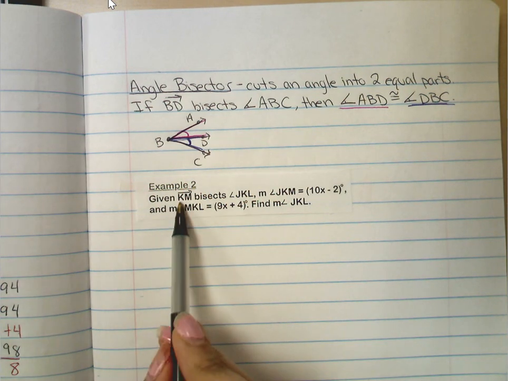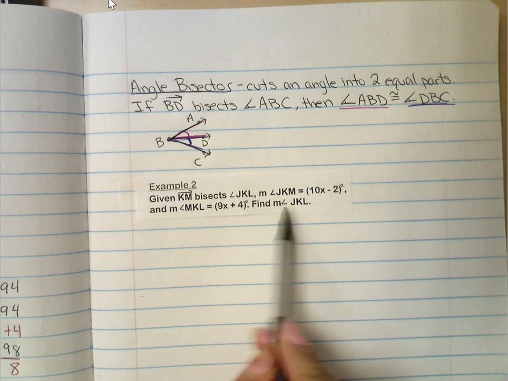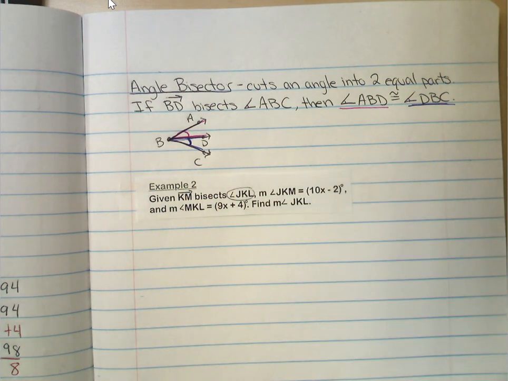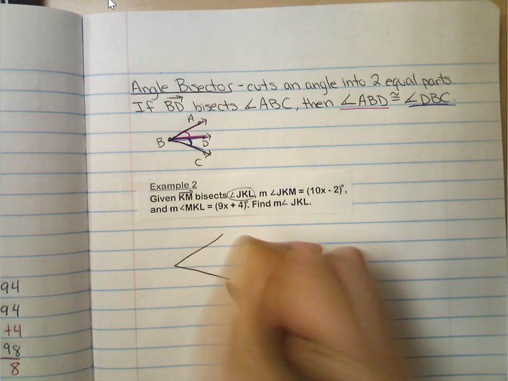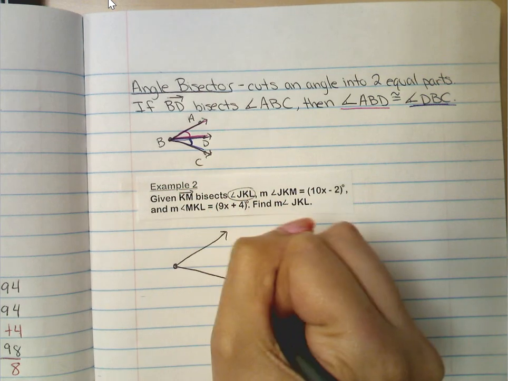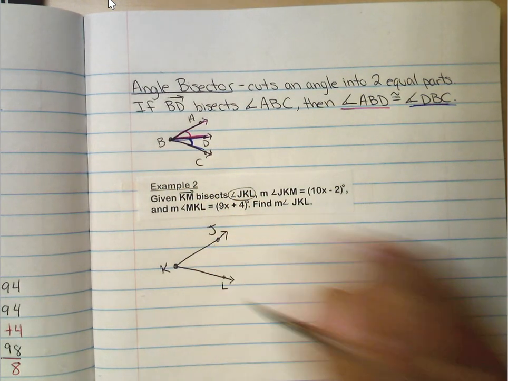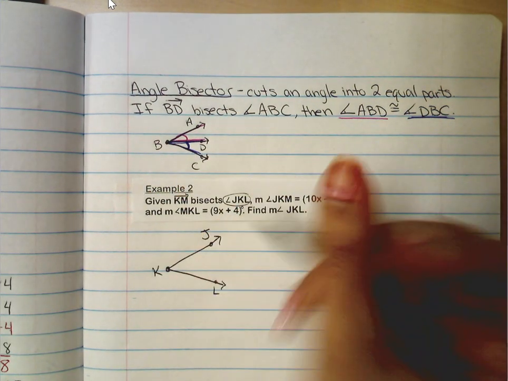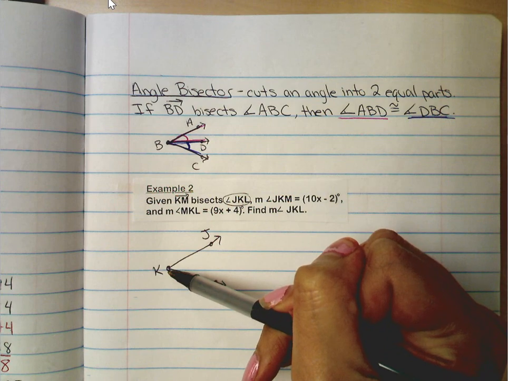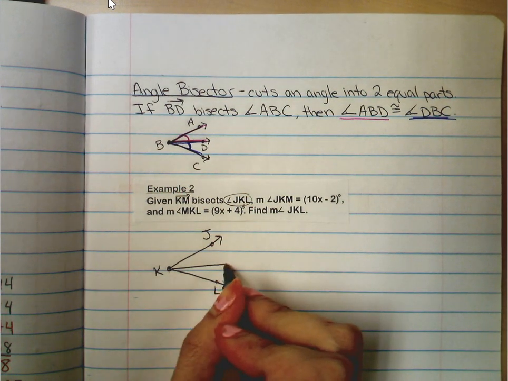So it says given KM bisects angle JKL, I'm going to find JKL. So the angle that I'm trying to draw is JKL. So here's my angle. I have to label my angle with JKL, and one more time, because the letter K is in the middle, that means that's the vertex. KM bisects it, so I'm going to draw a ray that cuts this angle in half. So right there in half.